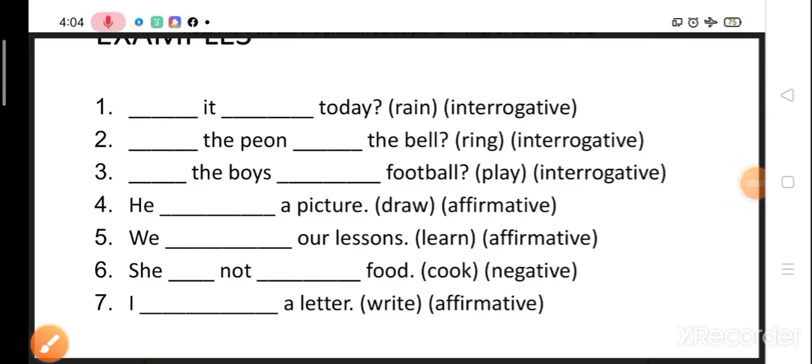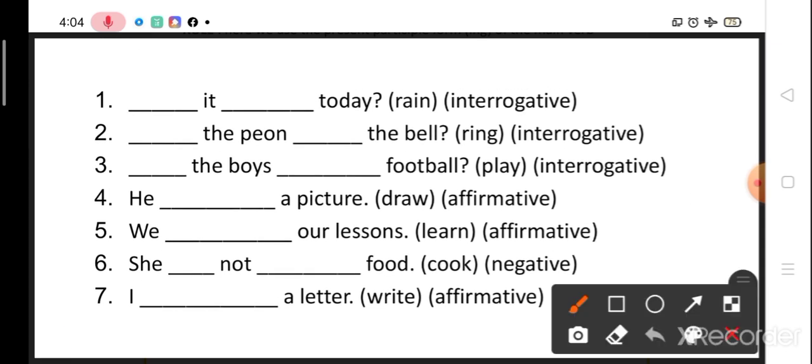Moving ahead to the next example, there is the fourth one. He dash a picture. Correct form of to be. He is third person singular, and so we will put is with it. So he is, draw plus ing form is drawing. He is drawing a picture.